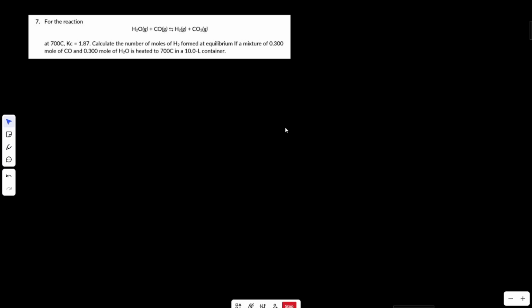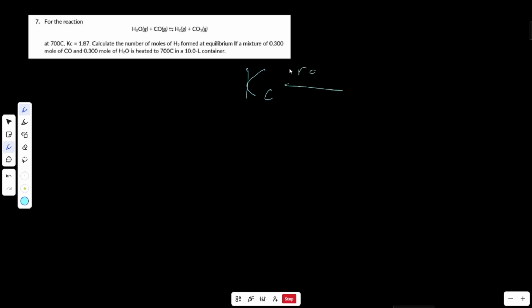So we can't just use Kc here. We can't just use Kc like the product over reactant. We can't use Qc either because we don't have the amount of product at the beginning. And even if we did, it wouldn't get us anywhere, right? So what do we do here? We use the ice table.